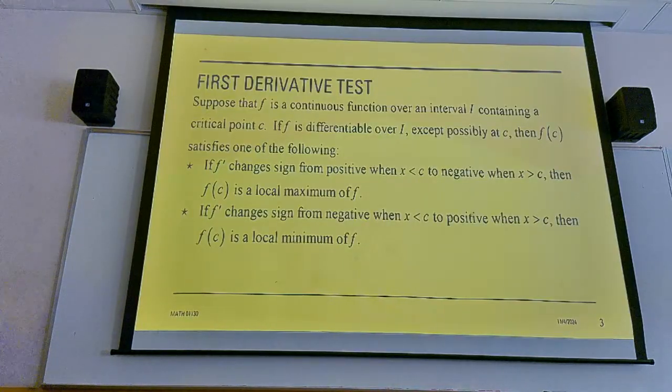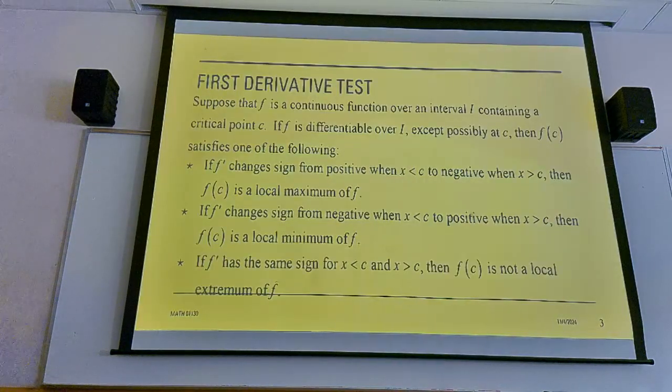If f prime changes sign from negative when x is less than c to positive when x is greater than c, f of c is a local min. And so the function changes from decreasing to increasing. You get a minimum. And if f prime doesn't change sign, so it has the same sign for x less than c and x greater than c, then f of c is not a local extremum.